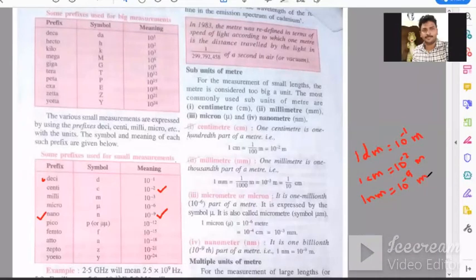Okay. So what I'm trying to say is that these are some prefixes that we are using for small measurement, and these are some prefixes that we are using for measuring bigger measurement. So we should know about these units, because conversions based on these units are going to come in your exam for 1 or 2 marks. Fine. Now let's move further.